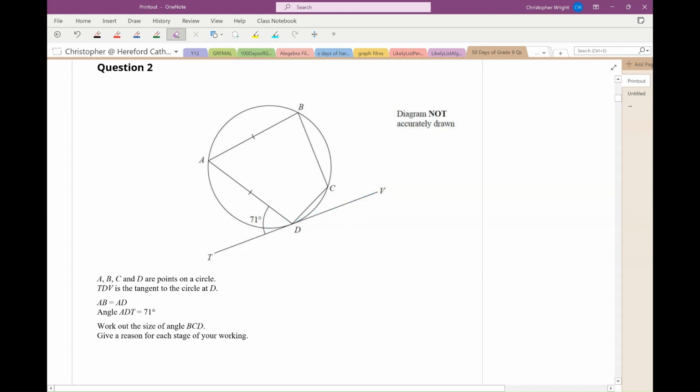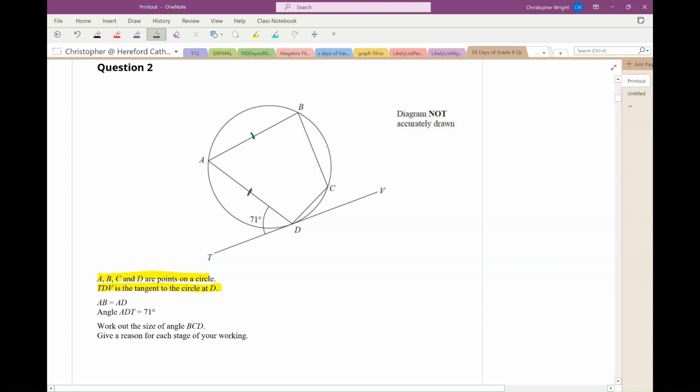Let's have a look. A, B, C, and D are points on a circle. Okay, that's how it looks on the diagram. TDV is a tangent. Yes, I clicked that. AB equals AD. Let's have a look. Oh, AB, that line, equals that line. Okay, so I've got the makings of an isosceles triangle, perhaps.